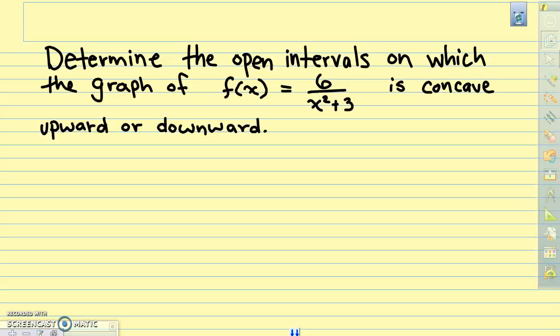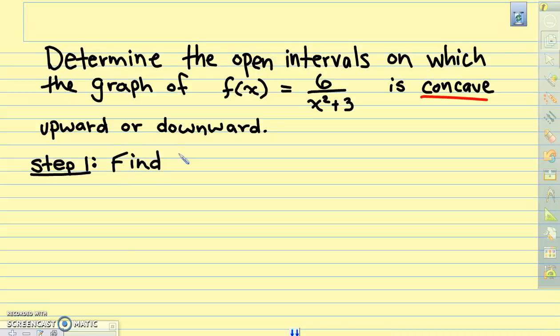Let me write it down. Determine the open intervals on which the graph of f of x equals 6 over x squared plus 3 is concave upward or downward. So if we're talking about concave up or concave down, instead of the first derivative, the second derivative should come into play. Just like we were doing with increasing and decreasing intervals using the first derivative, we are going to use the second derivative.